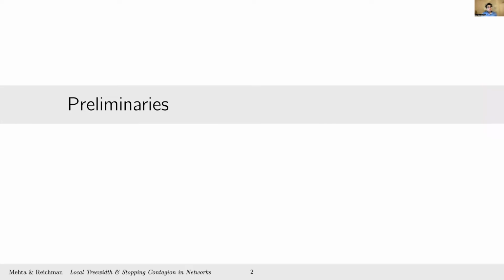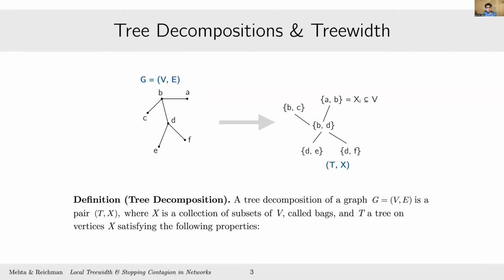First, let me start by laying some groundwork by introducing the concept of tree width and random graph models. So a tree decomposition of a graph G is a tree on subsets of its vertices that satisfy a few key properties. On this slide, you'll see an example of a tree decomposition. Notice the vertices of T, which we call bags, are subsets of the vertices of G.